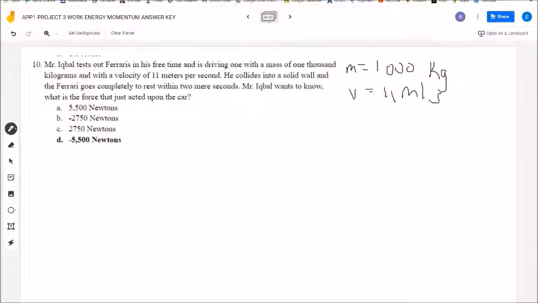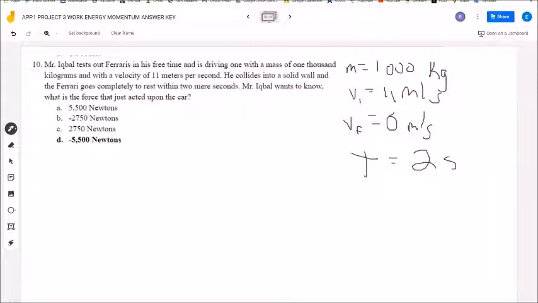I lost my mouse. Hold on. All right, I'm back. He collides into a solid wall and the Ferrari goes completely to rest. So this is V initial, and this is V final, which they told us is zero meters per second since it goes to rest. It tells us the time is within 2 seconds: t equals 2 seconds. Mr. Iqbal wants to know what is the force that just acted upon the car.